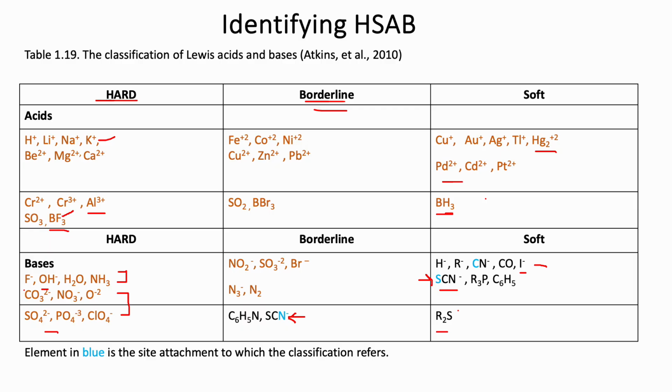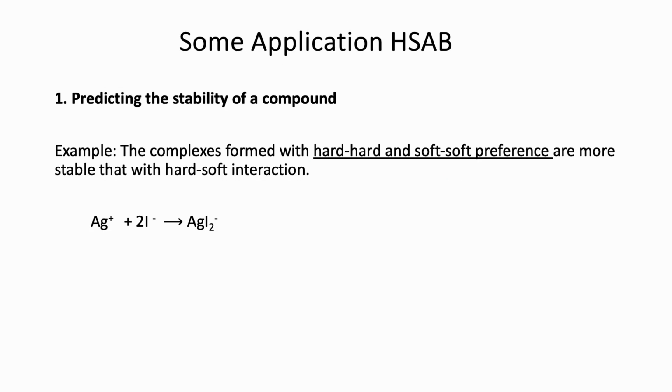Hard acids and bases are small in size, big in charge. Soft acids and bases are big in size, small in charge. Borderline are in between. You could compare it when you use it in your chemical reaction, right? So I hope I'm being clear. This one is taken from Atkins et al., 2010.